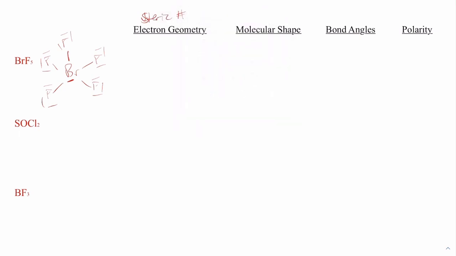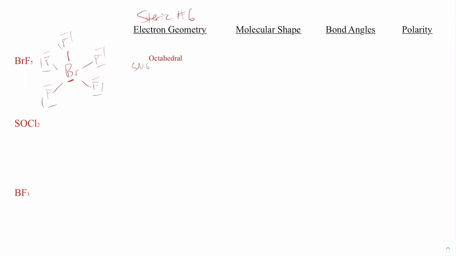So the steric number here is going to be 6 because I've got 5 bonds, 1, 2, 3, 4, 5, and a lone pair, 1. So that's going to be a total of 6, which means bromine's got 6 areas of electrons around it, which means the electron geometry, the pair geometry, is going to be octahedral. That's the term we give this when there's a steric number of 6. So I'm going to put Sn equals 6 just to help you out.